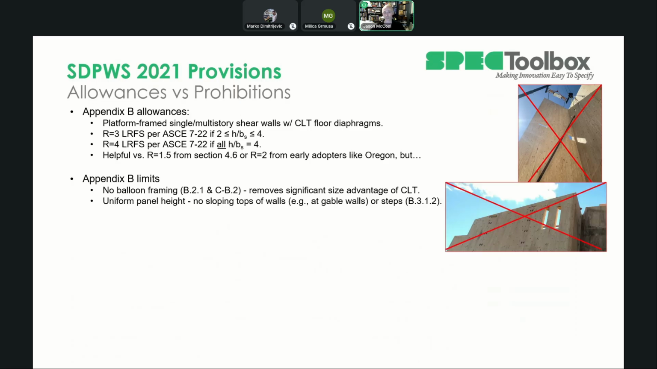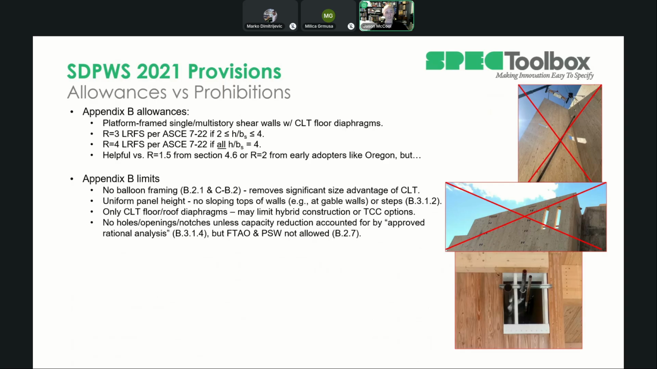Also, uniform panel height, so you're not going to be able to attach your sloping roof directly to the shear wall. You'll have to do a little triangular or infill piece as a collector between the diaphragm and the shear wall. Also, no steps in elevation in your shear wall segments. Only CLT floor and roof diaphragms. So if you're looking at maybe doing some kind of hybrid construction, which is getting pretty popular now, then that may interfere with that.